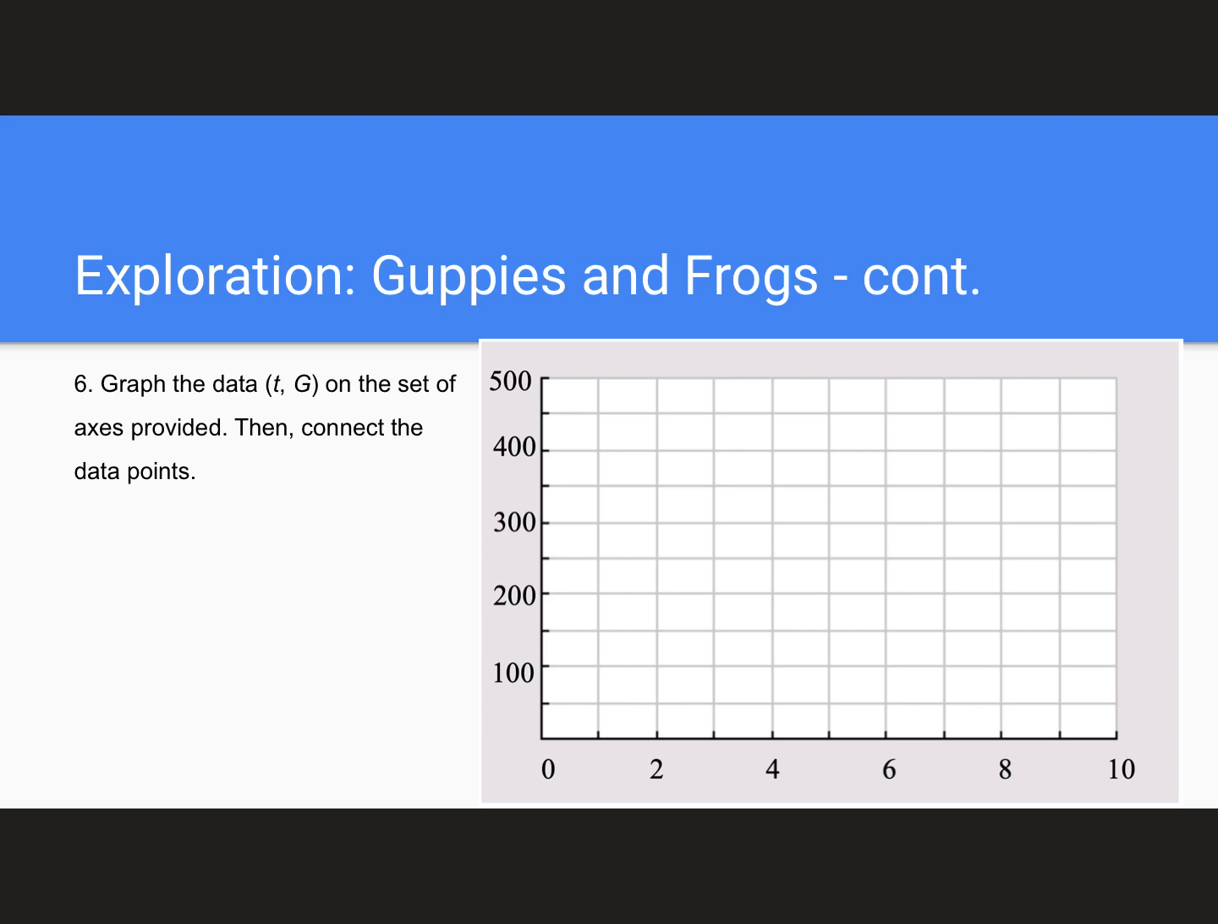Okay, next part, we are going to be asked to graph the data, T and G. Remember, T was the years and G was the guppy population on the set of axes. Then connect our data points. So at 0, we had 300. At 2, we had 350. At 4, we had 400. And you can see where this is going. We're going to connect these with a line. Okay, so you should do that on your graph.